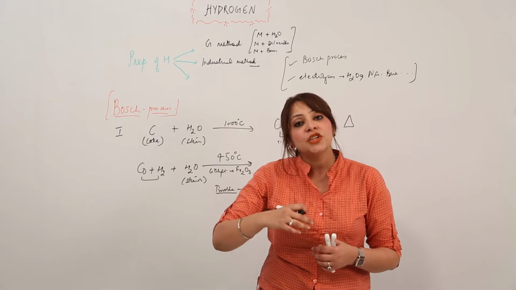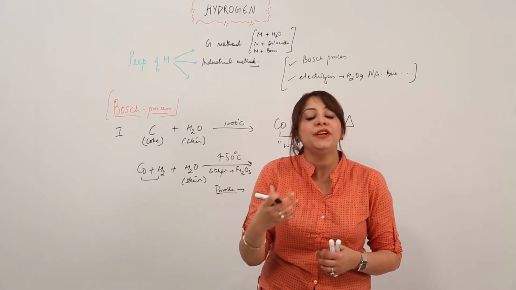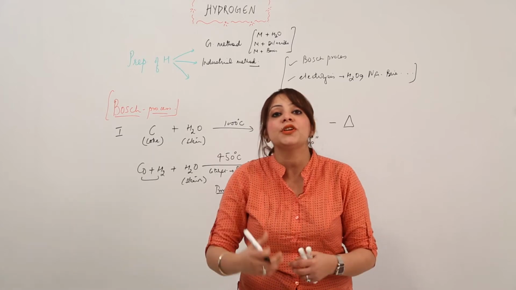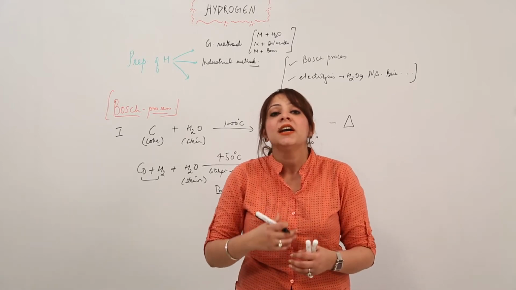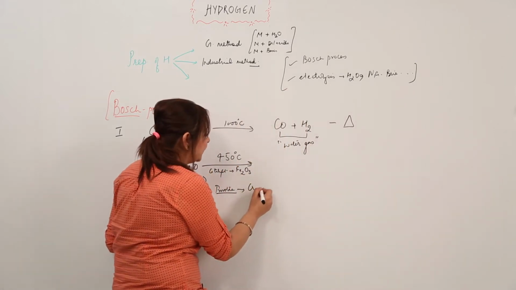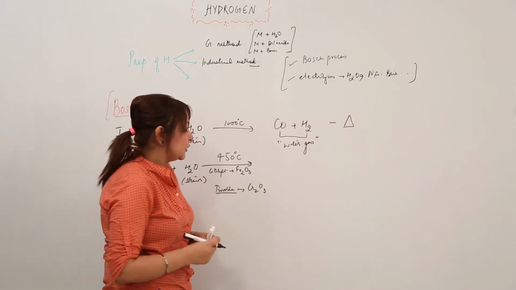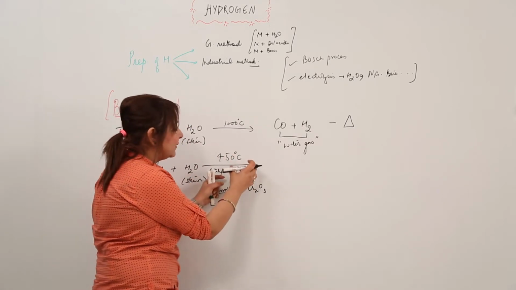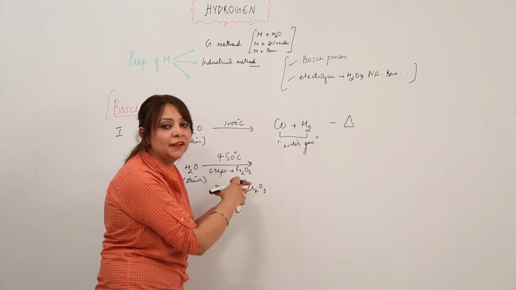That means it will increase the activity of the catalyst. It will promote the catalyst so that it can act in an efficient manner, right? The promoter used in this reaction is chromic oxide. So this promoter promotes the catalyst, and the catalyst helps in making the chemical reaction happen.